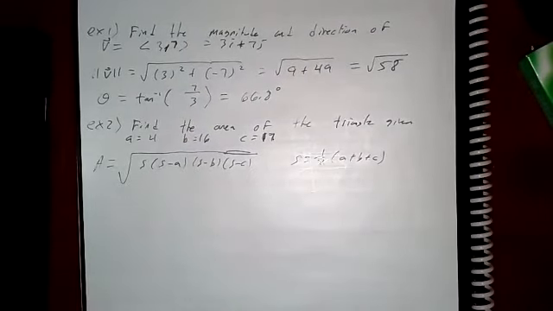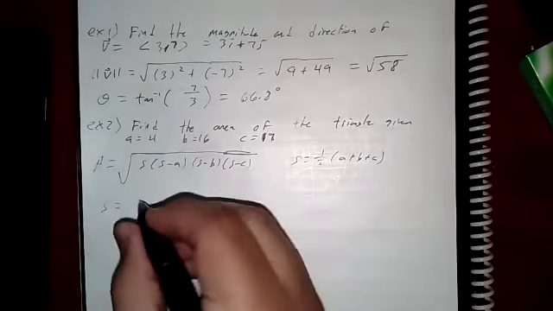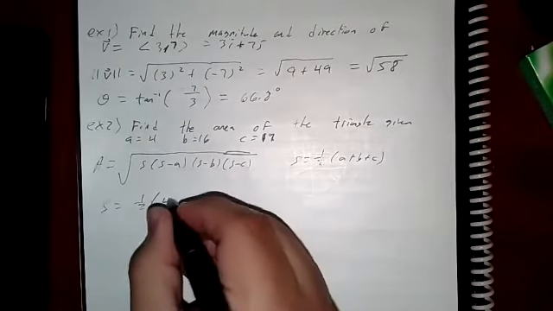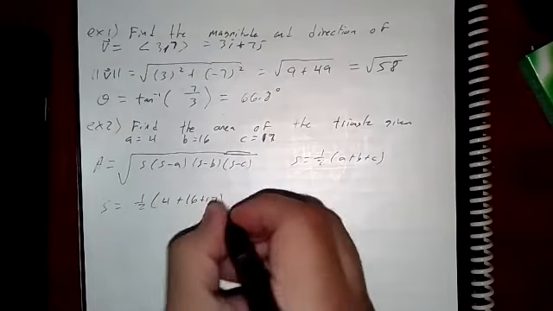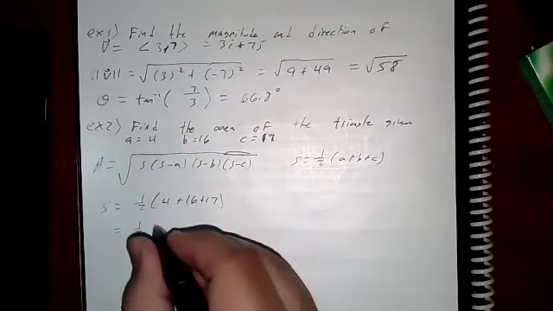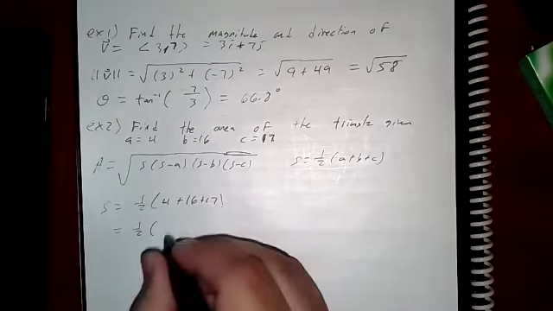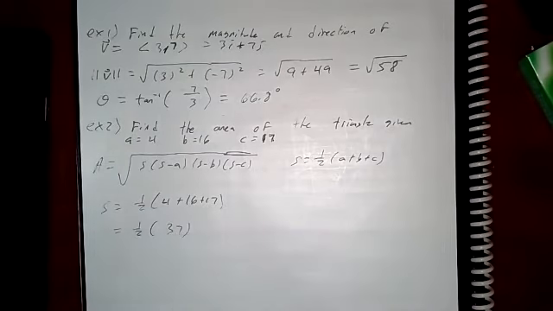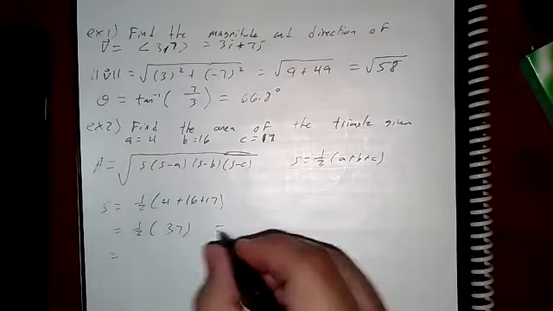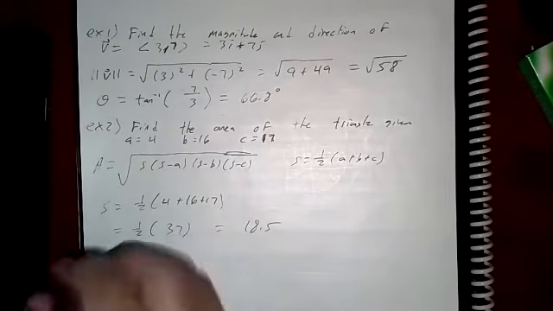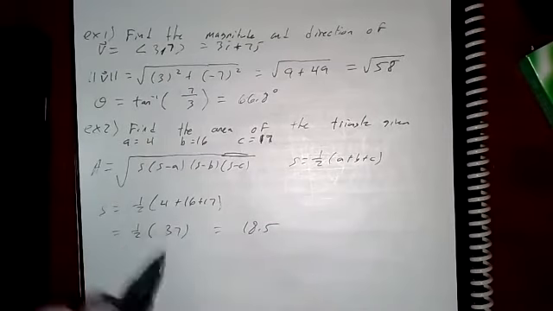All right, so first find s. Can't do anything without s. So 1/2 times 4 plus 16 plus 17. That'll be 1/2 times 37, right? Which is what? What is half of 37? It's a decimal, 18.5. We'll put it over here. Okay, so now plug it in.